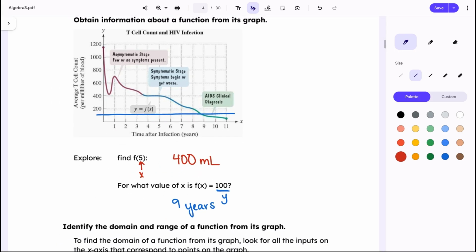So look for that notation. Are they putting it into the parentheses? Is it outside of the function notation? That way you know, am I looking at my x or my y?